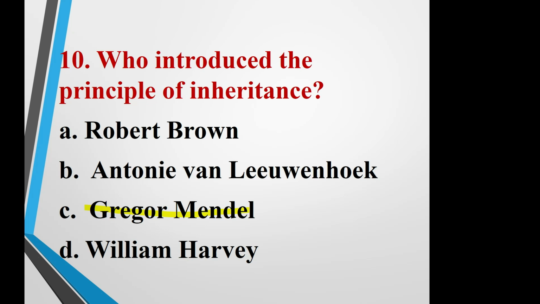Robert Brown discovered the nucleus of the cell. And Antonio van Leeuwenhoek is known as the father of the microscope; he invented the microscope. And William Harvey discovered blood circulation, the father of blood circulation.